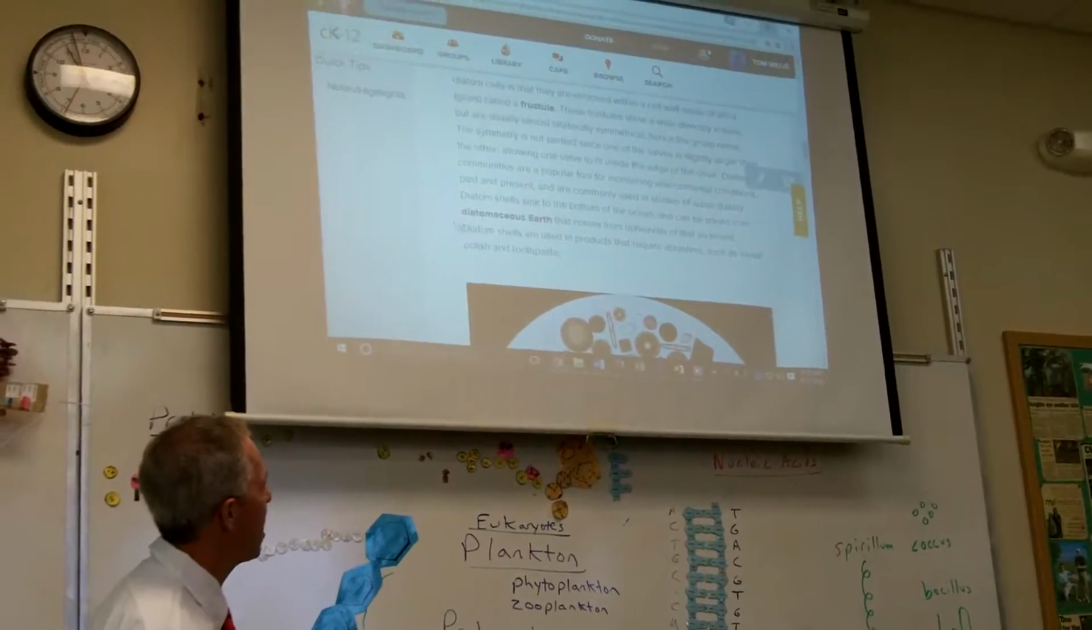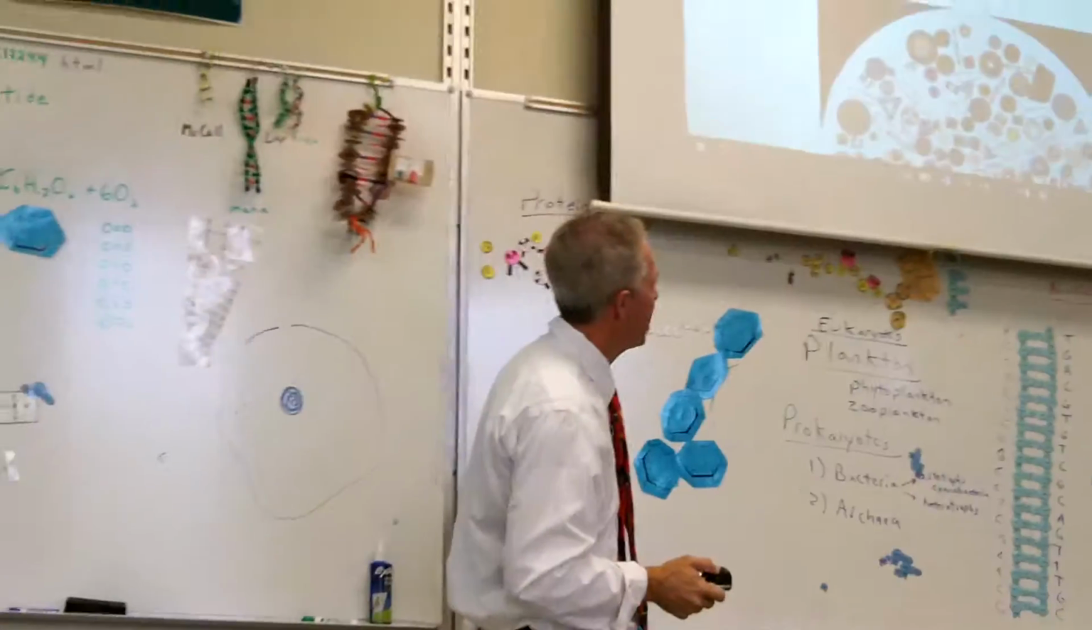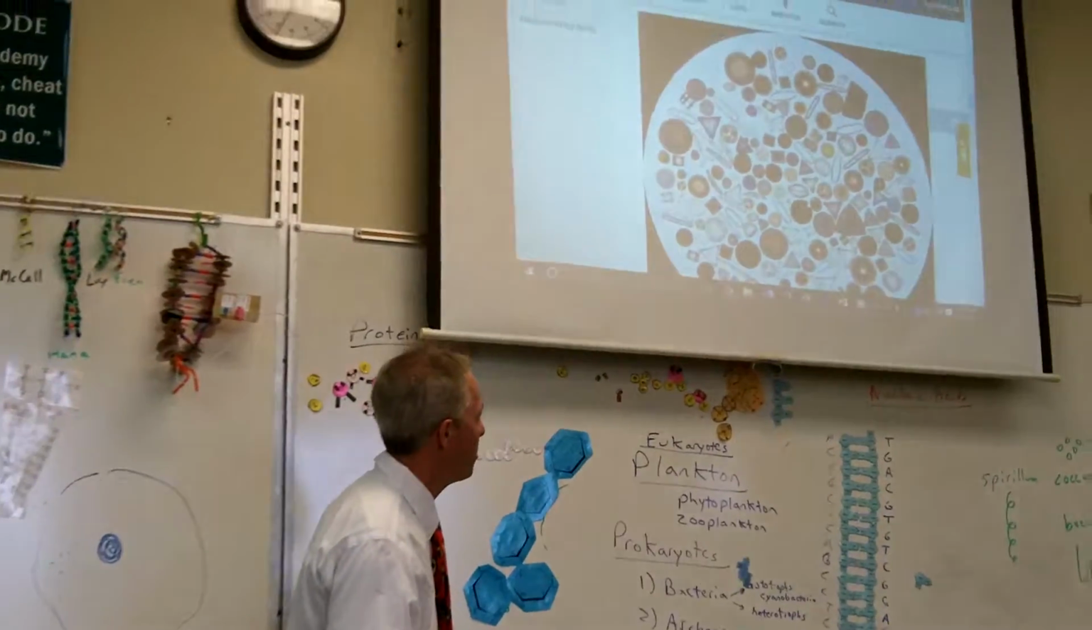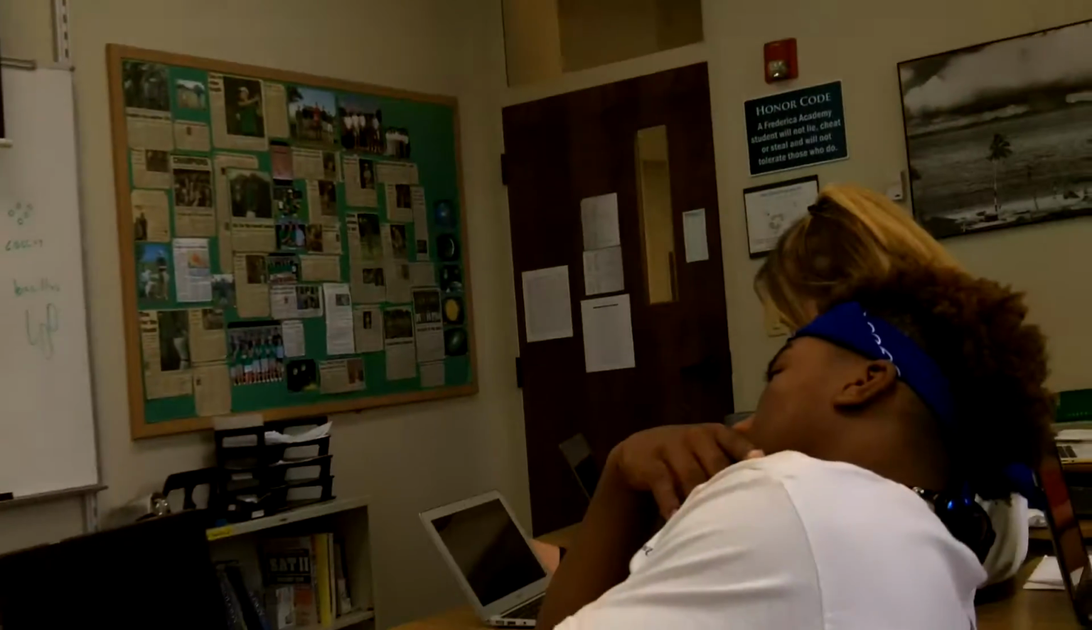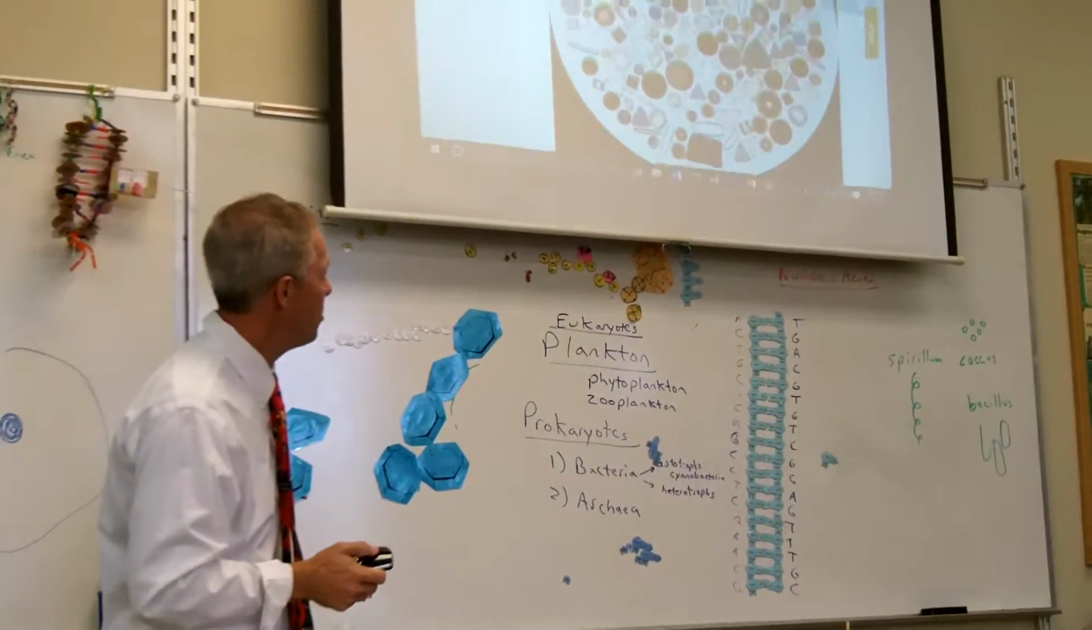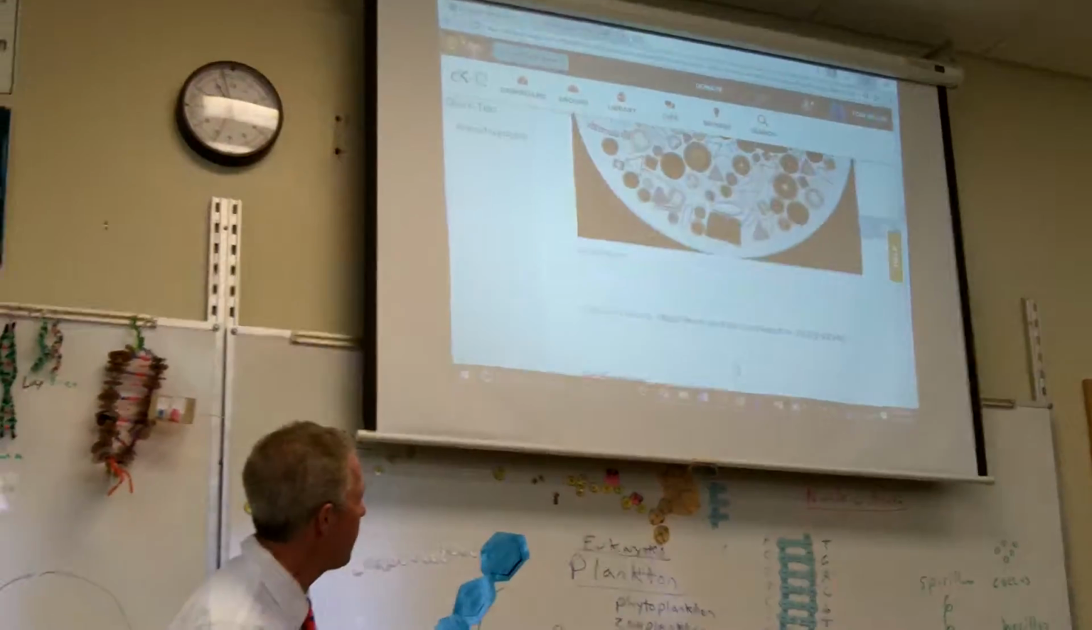Diatomaceous Earth. Can you say diatomaceous Earth? That's land. That's rock that has a lot of diatoms. They look like sand. These things look like little sand grains if you look at them under the microscope. They're real small.